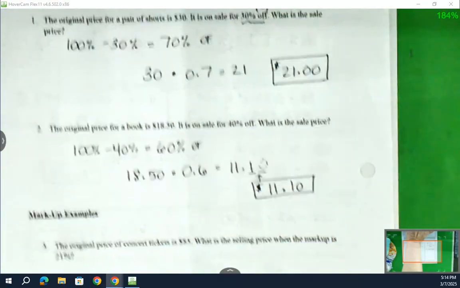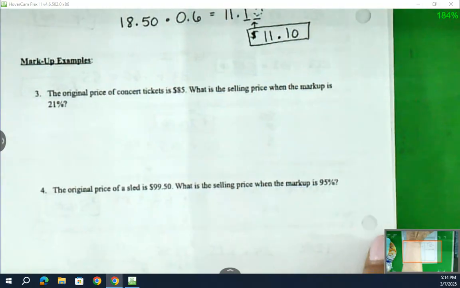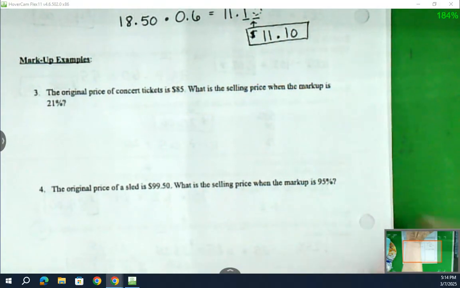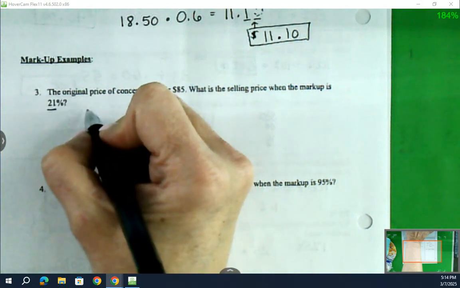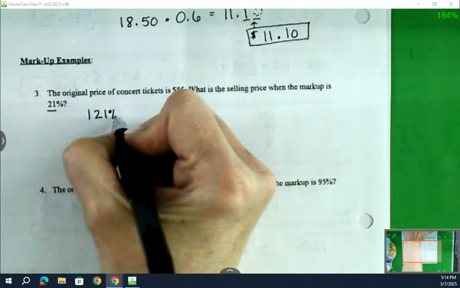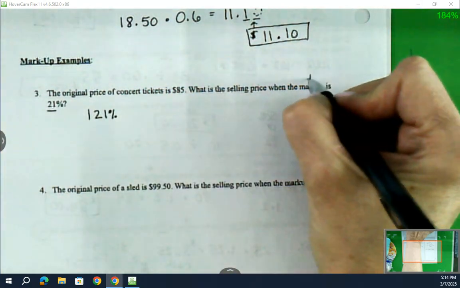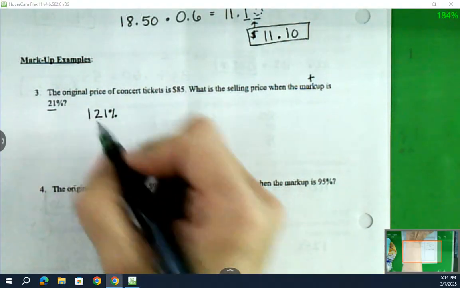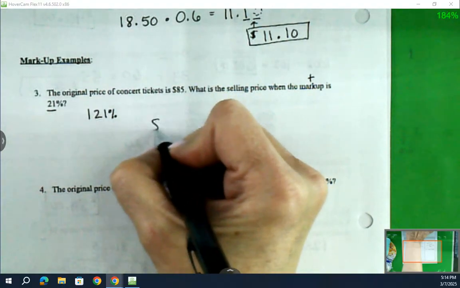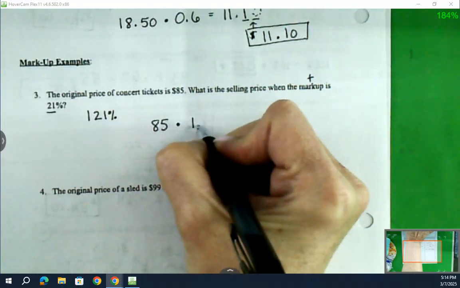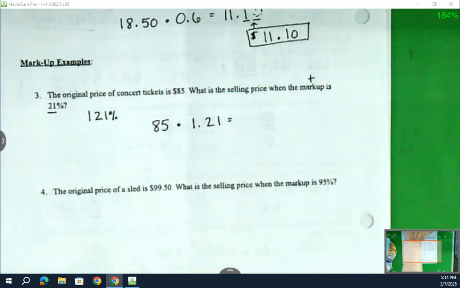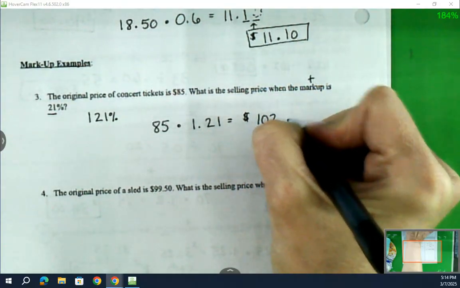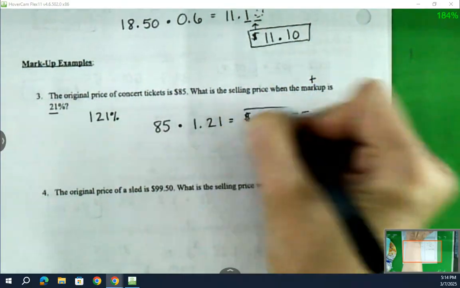All right, markup examples. The original price of concert tickets is $85. What is the selling price when the markup is 21%? So we're talking about paying 121% of the original item, because we're going to do our 21% plus the original cost, the 100. So 85 times 1.21. And we get $102.85.